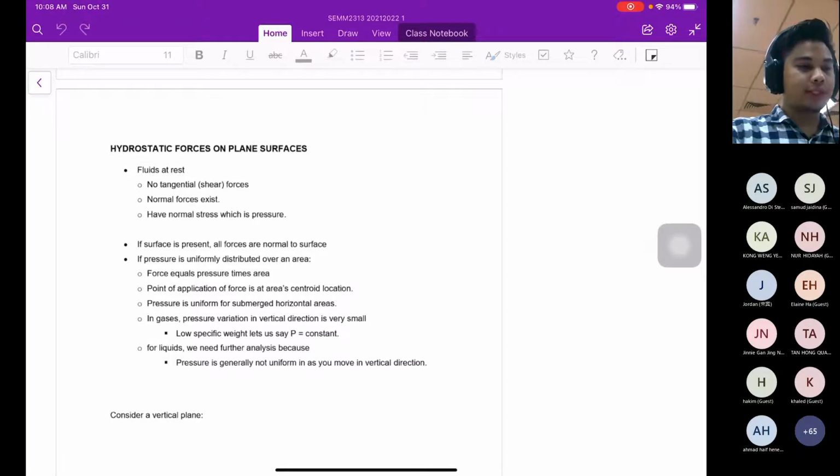Okay, so for today's session, we will cover the hydrostatic force on plane surfaces. So what does it mean? For example, we have a straight plane. We have a plane submerged in the water. We will have the variation of pressure.